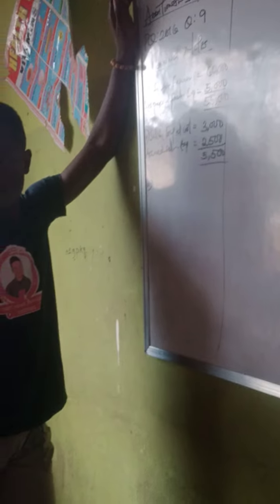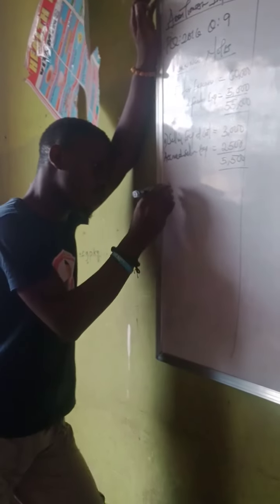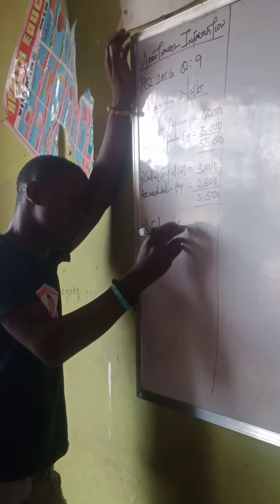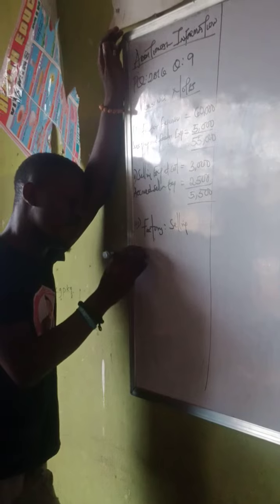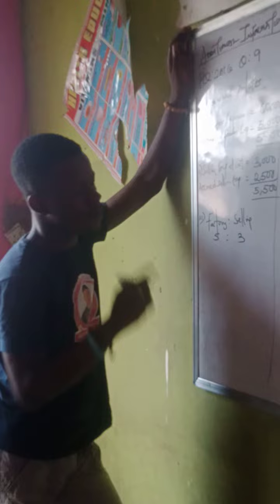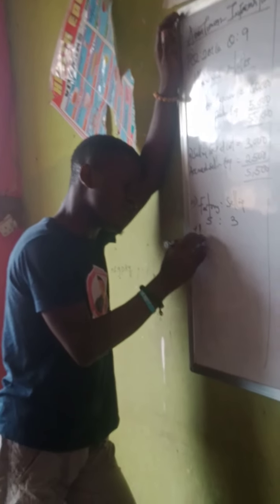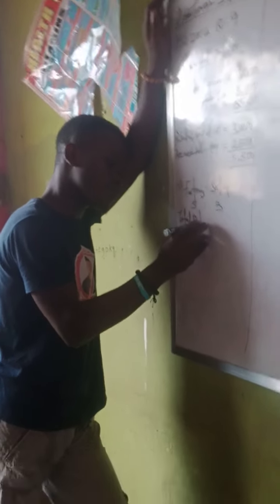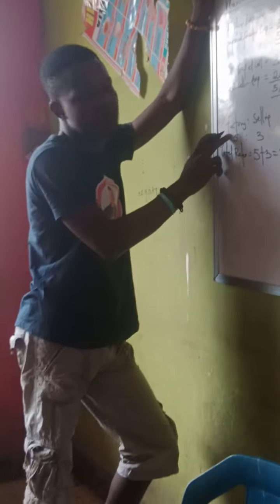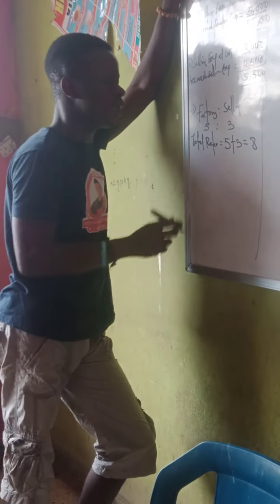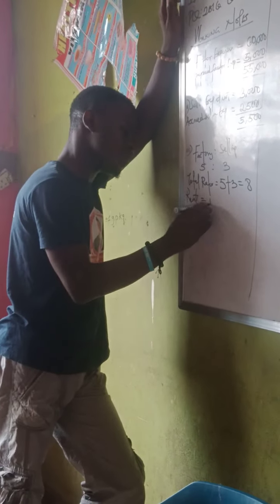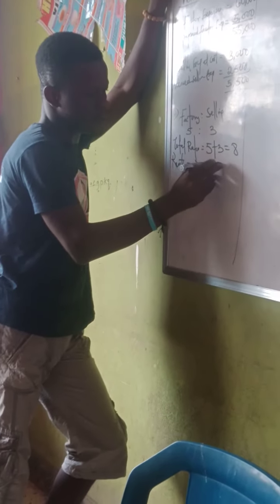Are you following? Rent is apportioned between factory and selling department in the year. Ratio, 5 to 3, right? Meaning that the total ratio is 5 plus 3, which gives 8. Meaning that 5 belongs to factory and 3 belongs to selling. Now, what is the actual cost for rent? 50,000, right?